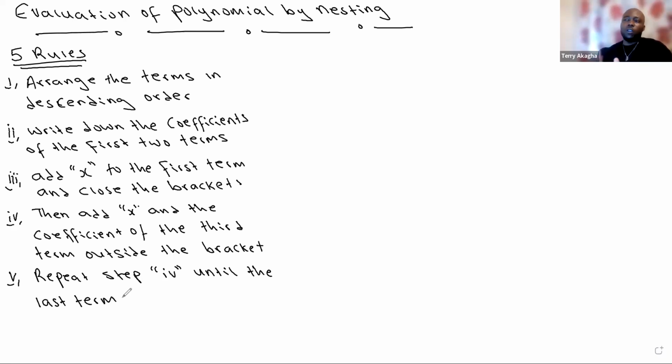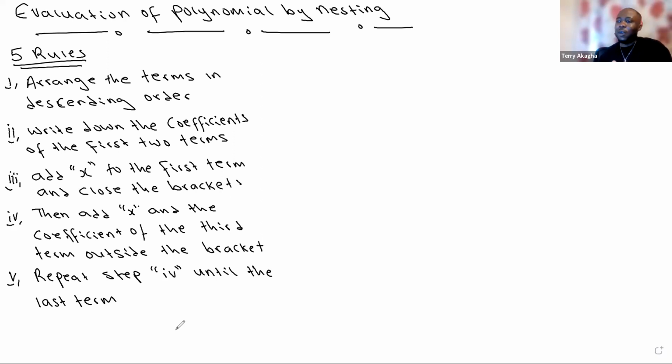Okay, so this is it. You first arrange the terms in descending order. When you've arranged this, then you write down the coefficients of the first 2 terms. Then you add x to the first term and you close the bracket. And after that, you add x to the coefficient of the third term outside the bracket. Okay? So you keep on repeating step 4 until you get to the last term.